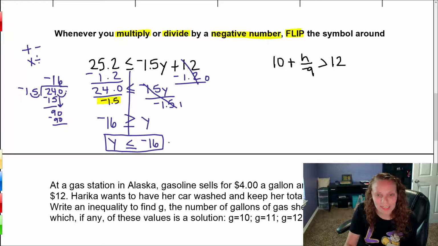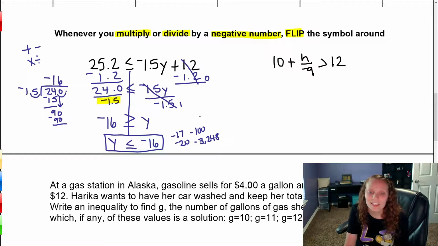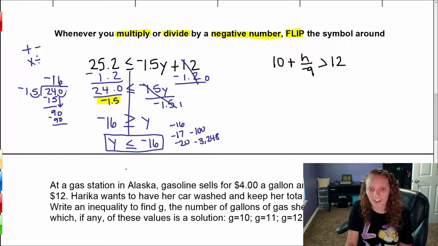That could be negative 17, negative 20, negative 100, negative 30,248. Any of these numbers, as long as you're getting farther and farther negative, could be correct. It could also be negative 16, as long as that line underneath the inequality symbol is there. It can be equal to as well.